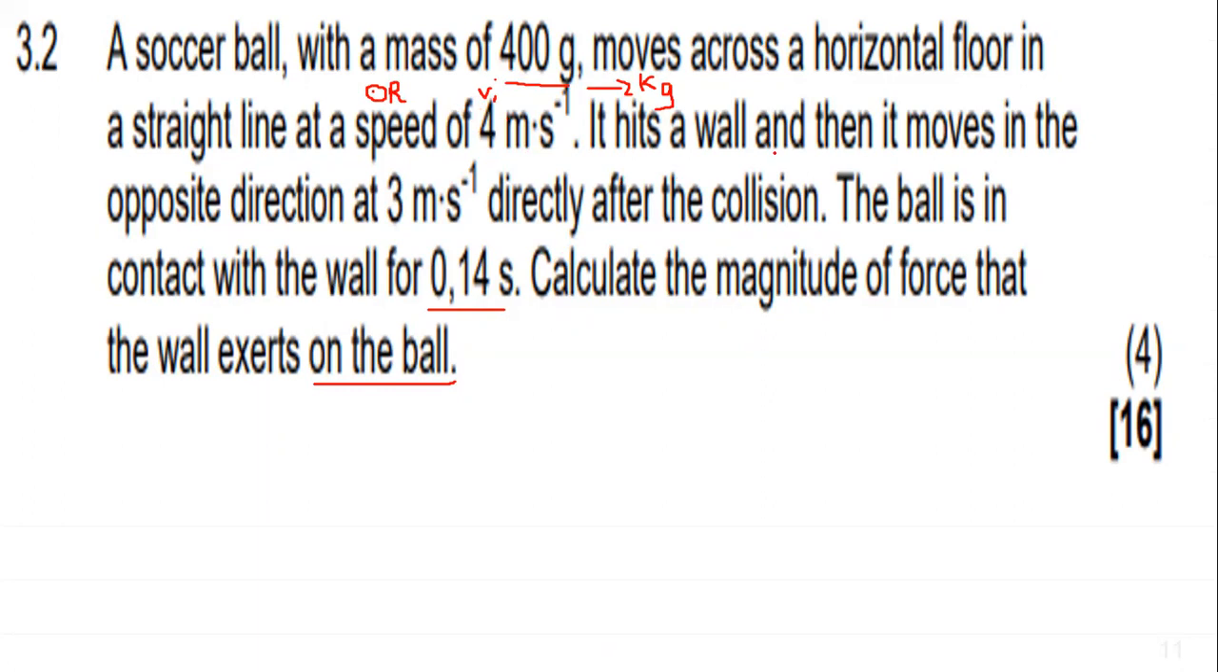It hits a wall and then it moves in the opposite direction at 3 meters per second. So this is the velocity after it hit the wall. In other words, this value represents the final velocity because it is the velocity after the collision. Then the ball is in contact with the wall for 0.14 seconds. In other words, that represents the contact time.